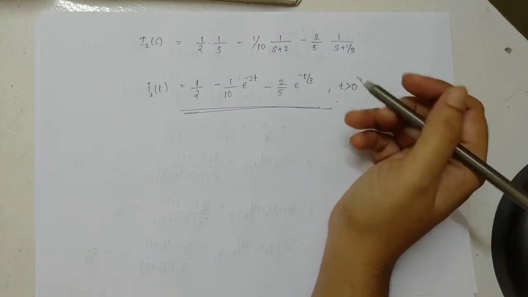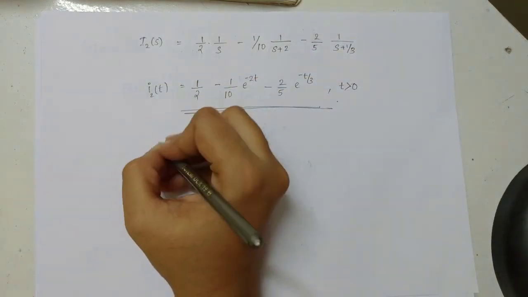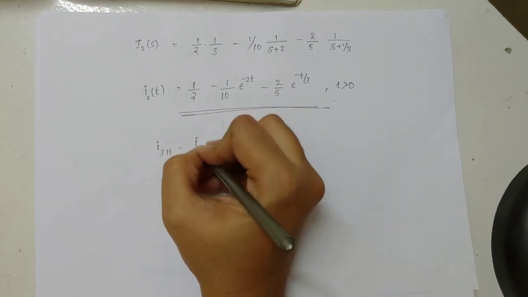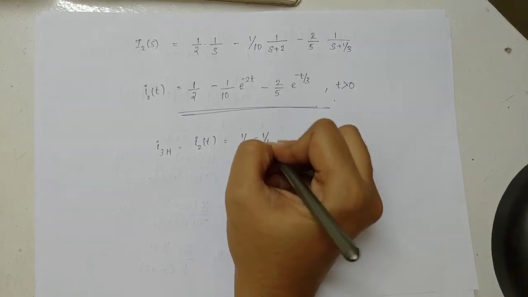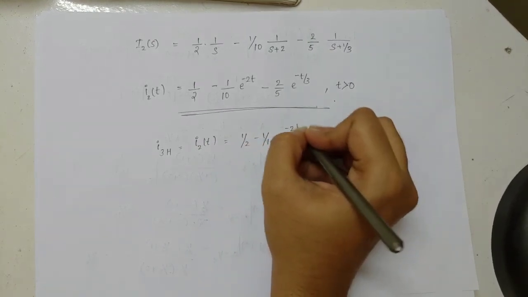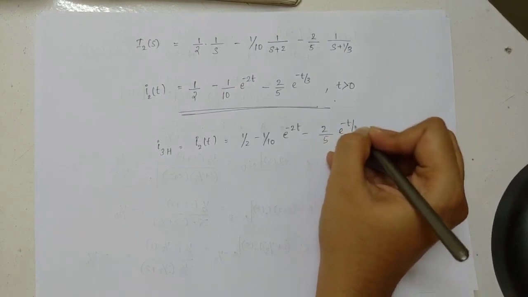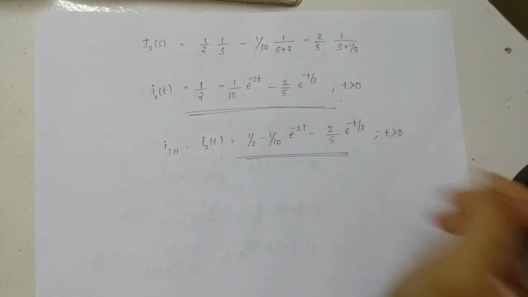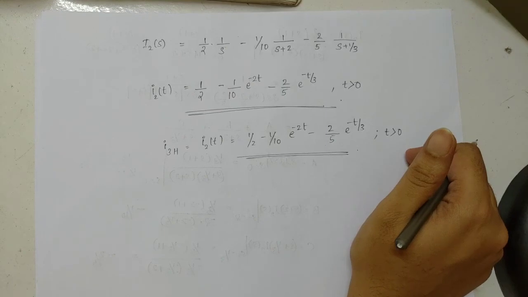So I2(t) is the current through the 3 henry inductor. The current through 3 henry is equal to I2(t), that is 1 by 2 minus 1 by 10 e raised to minus 2t minus 2 by 5 e raised to minus t by 3 for t greater than 0. Or we can multiply by u(t), which means t greater than 0.